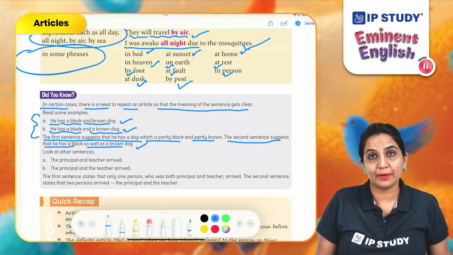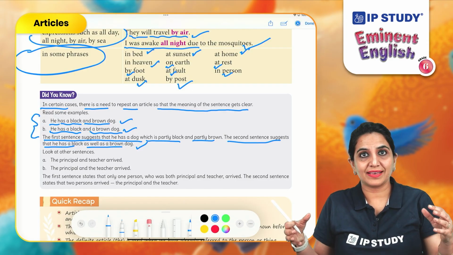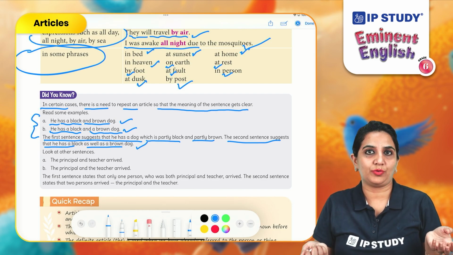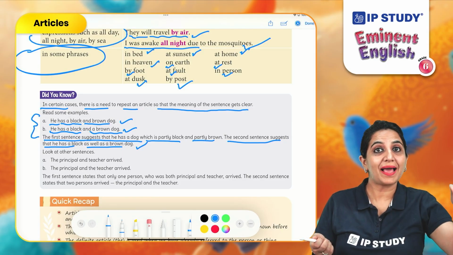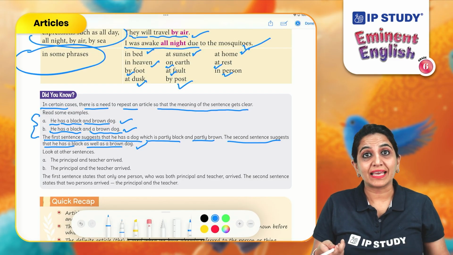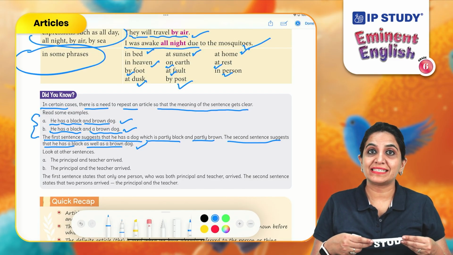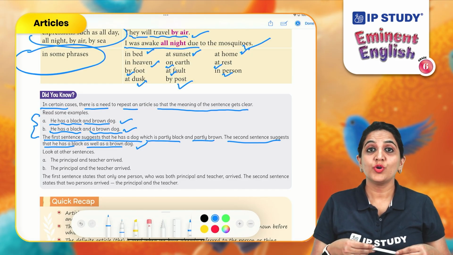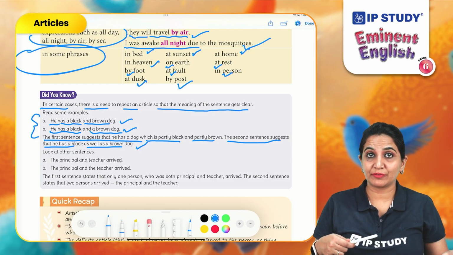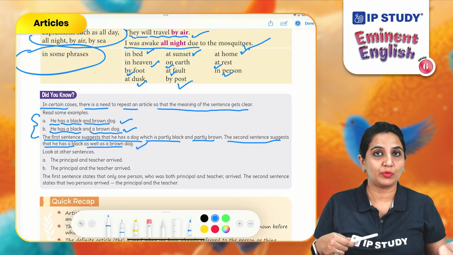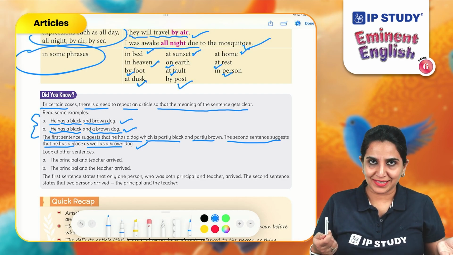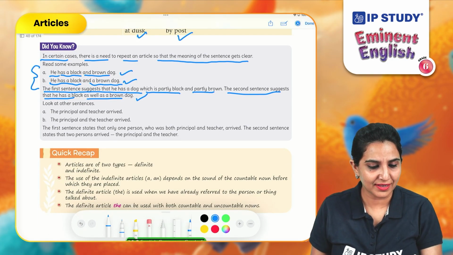Like, he has a black and brown dog. That means a dog is black and brown, both partly black and partly brown. He has a black and a brown dog. That means he has two dogs, a black and a brown dog. So like this, the articles change the meanings of the complete sentences, right? So that is how you identify where to use which article, whether it's a definite article that we want to use, whether it's an indefinite article that we want to use, whether it's a vowel sound or a consonant sound. Let's look at other sentences as well.